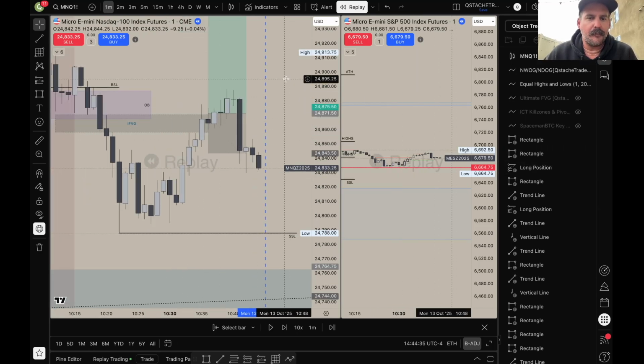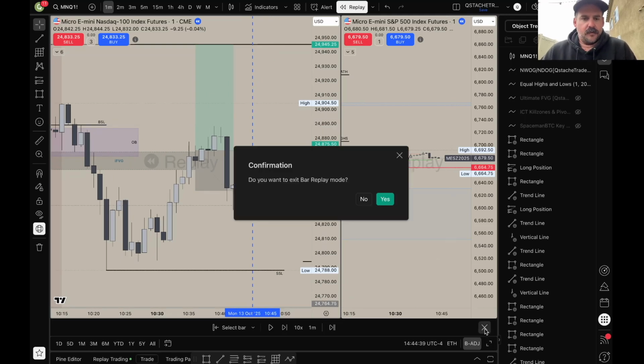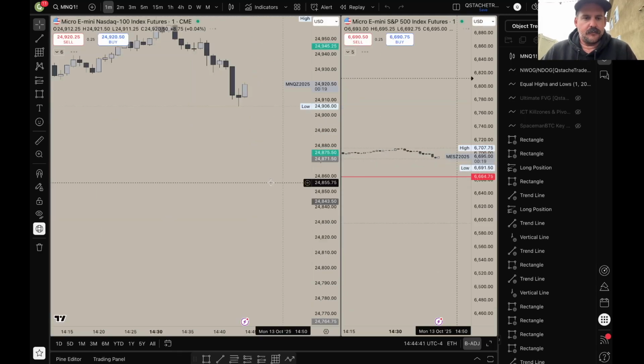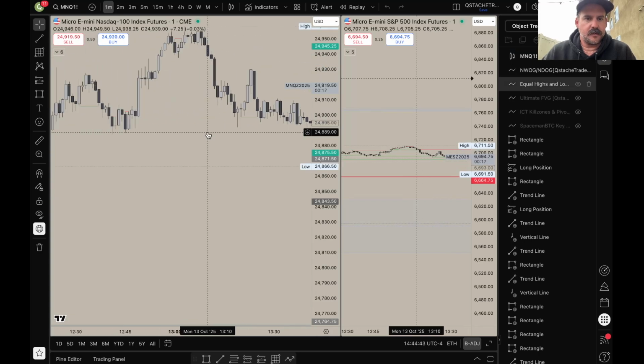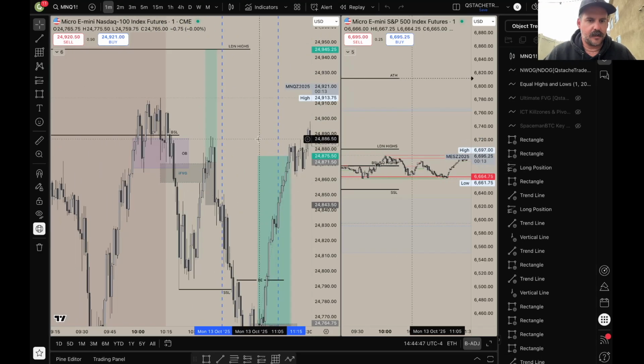Now the funny thing about this trade is, actually, let me turn off the replay mode so you can see. It should show my executions here. Yeah, so go ahead and turn on the executions real fast.